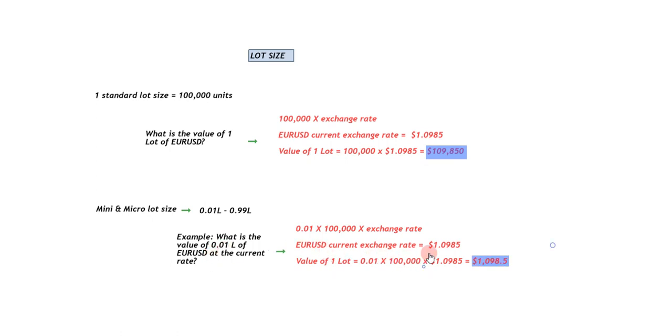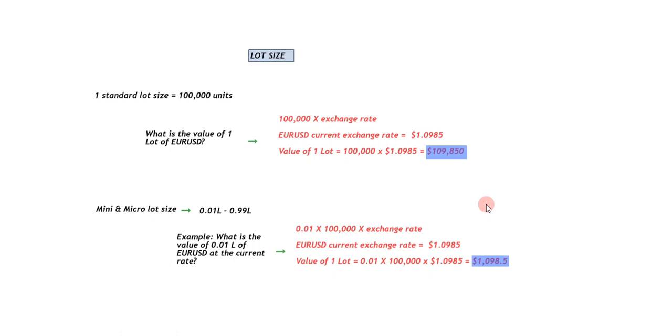So let's now look at the value of 0.01 lot of euro US dollar at this rate that I used. That's going to be 0.01 multiplied by this value, and then you get this. That's the margin for 0.01 lot, while this is the margin for one standard lot. So the calculation goes on and on. You can have 0.02, 0.25, 1.25, just from 0.01 up to like 50 at a time on MetaTrader 4.